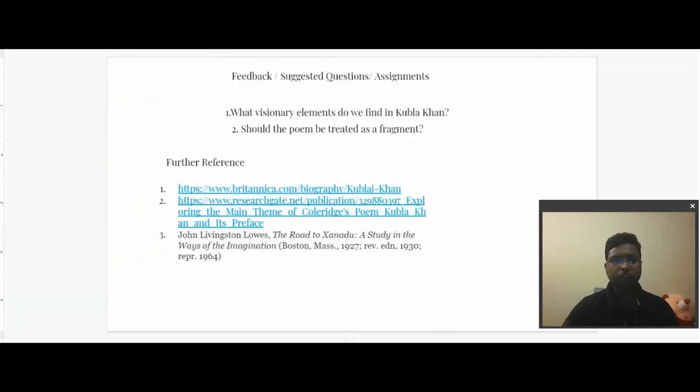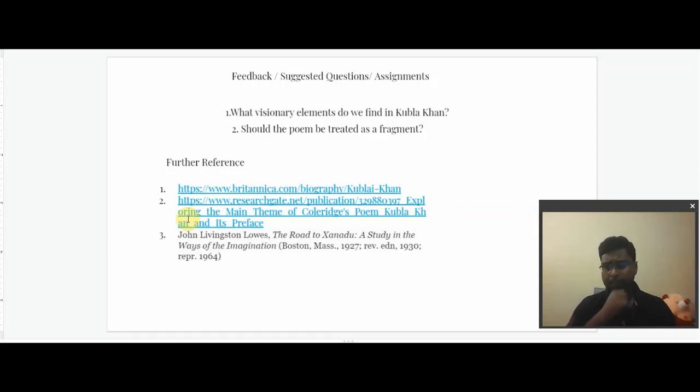Okay. Now I also have certain suggestions and questions for your feedback and assignments. I would suggest two things for you to consider, as I also assigned certain questions in the first part. The first question or assignment would be, what visionary elements do we find in Kubla Khan? The second is, should the poem be treated as a fragment? The answers to these questions should refer back to what we have discussed throughout the text in the first part and the second part.